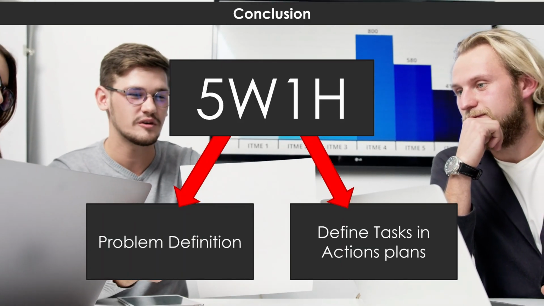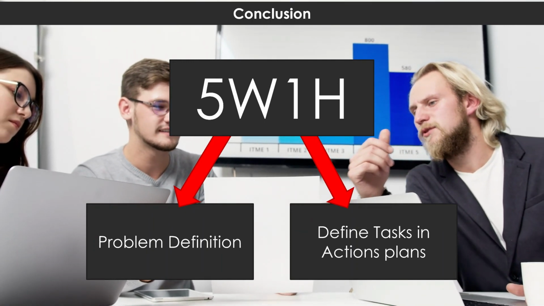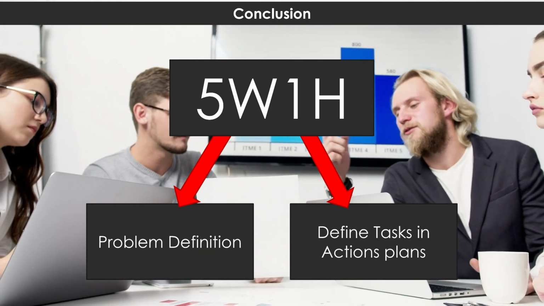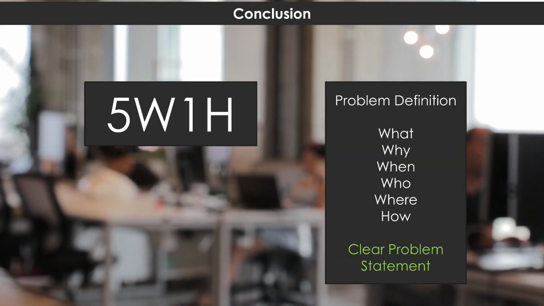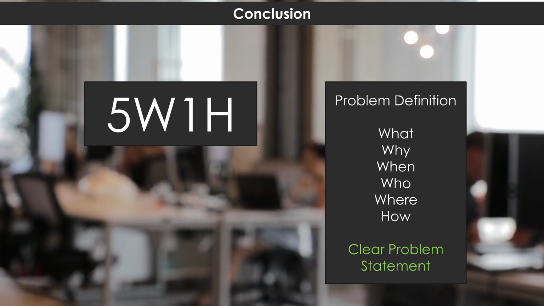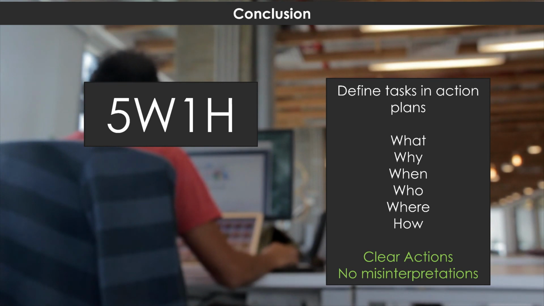Conclusion. 5W1H is a tool that provides guiding questions when you need to describe a problem or when you are defining an action plan. This tool forces you to consider various facets of the situation being analyzed. Some of the questions might sound obvious to some team members. However, the clearer the problem description, the better chances you have to find a solution. The same applies for action plans. The more detailed the actions, the fewer chances for misinterpretations.